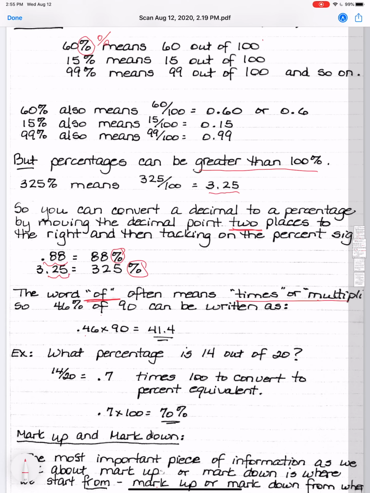What percentage is 14 out of 20? Well, we say 14 out of 20, or 14 divided by 20 is 0.7. So 14 out of 20 is 0.7, and we can convert 0.7 to a percent by moving the decimal point 2 places and adding a percent sign, or it's 70%.